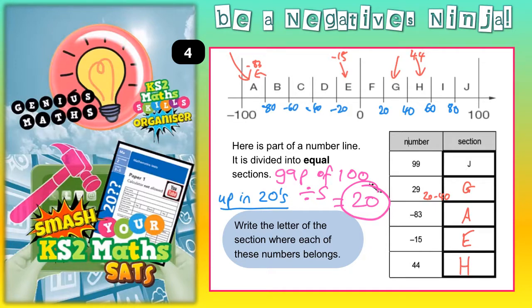Well, the first thing you've got to do is try and get some numbers written onto the number line. Figure out what each gap's going up in. In this case, it was 20s. It doesn't always go up in 20s. Sometimes it goes up in 1s, sometimes 2s, sometimes 5s, sometimes 10s. In this case, it was going up in 20s. But once you've done that, the question becomes a lot easier.